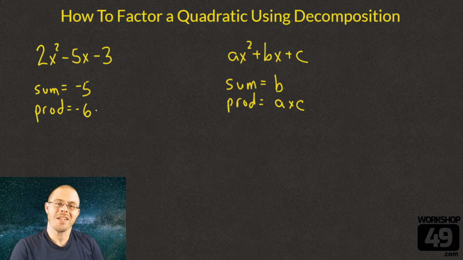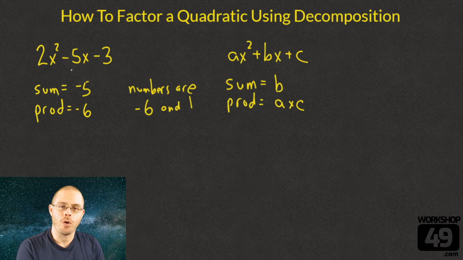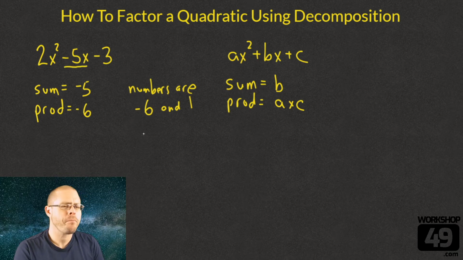Now it's our job to come up with two numbers that fit that criteria. We need to come up with two numbers that add to be negative 5 and multiply to give negative 6. And these ones are pretty small ones, so I think I'm going to go quick here. Those numbers are negative 6 and 1, because negative 6 and 1 add to be negative 5, and those two numbers multiply to be negative 6.